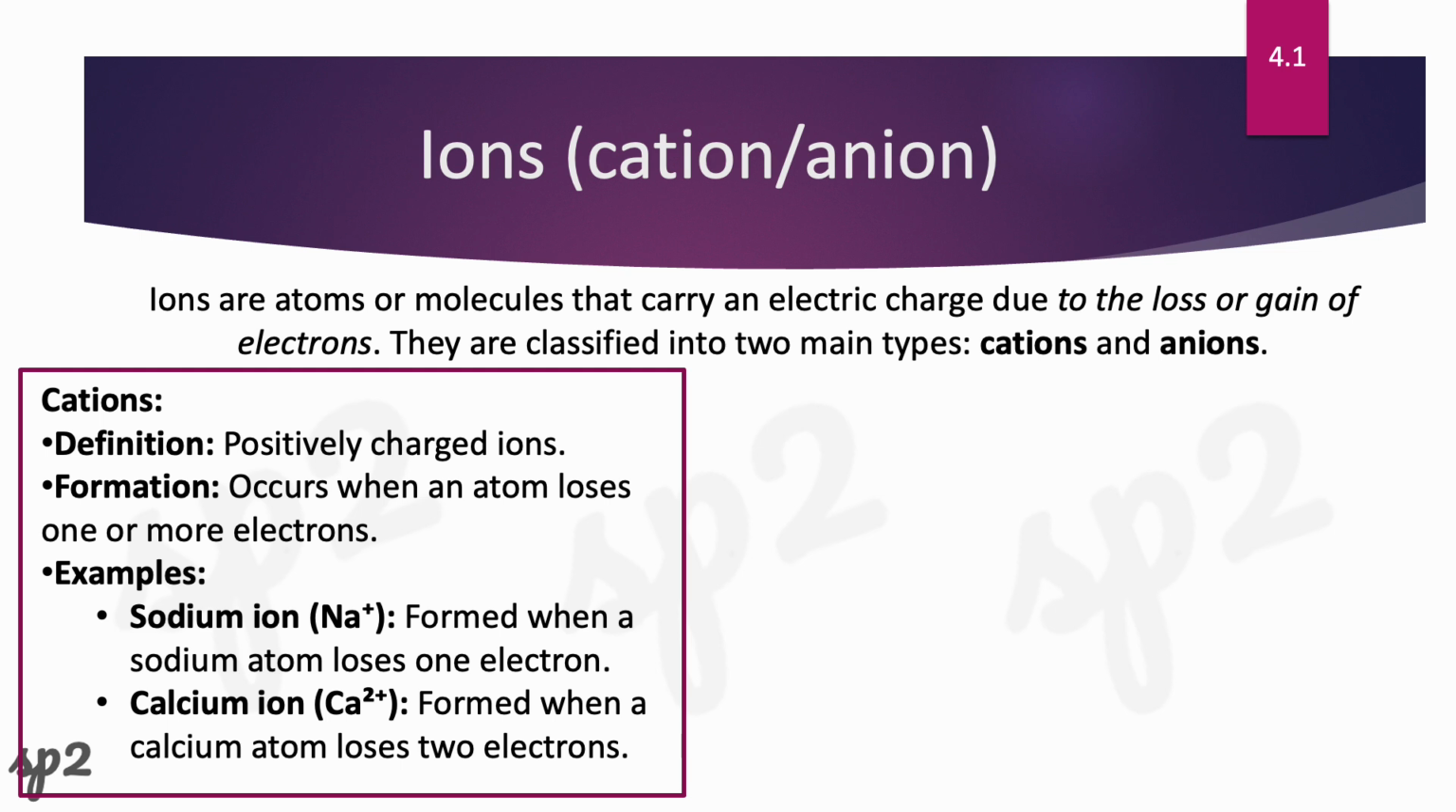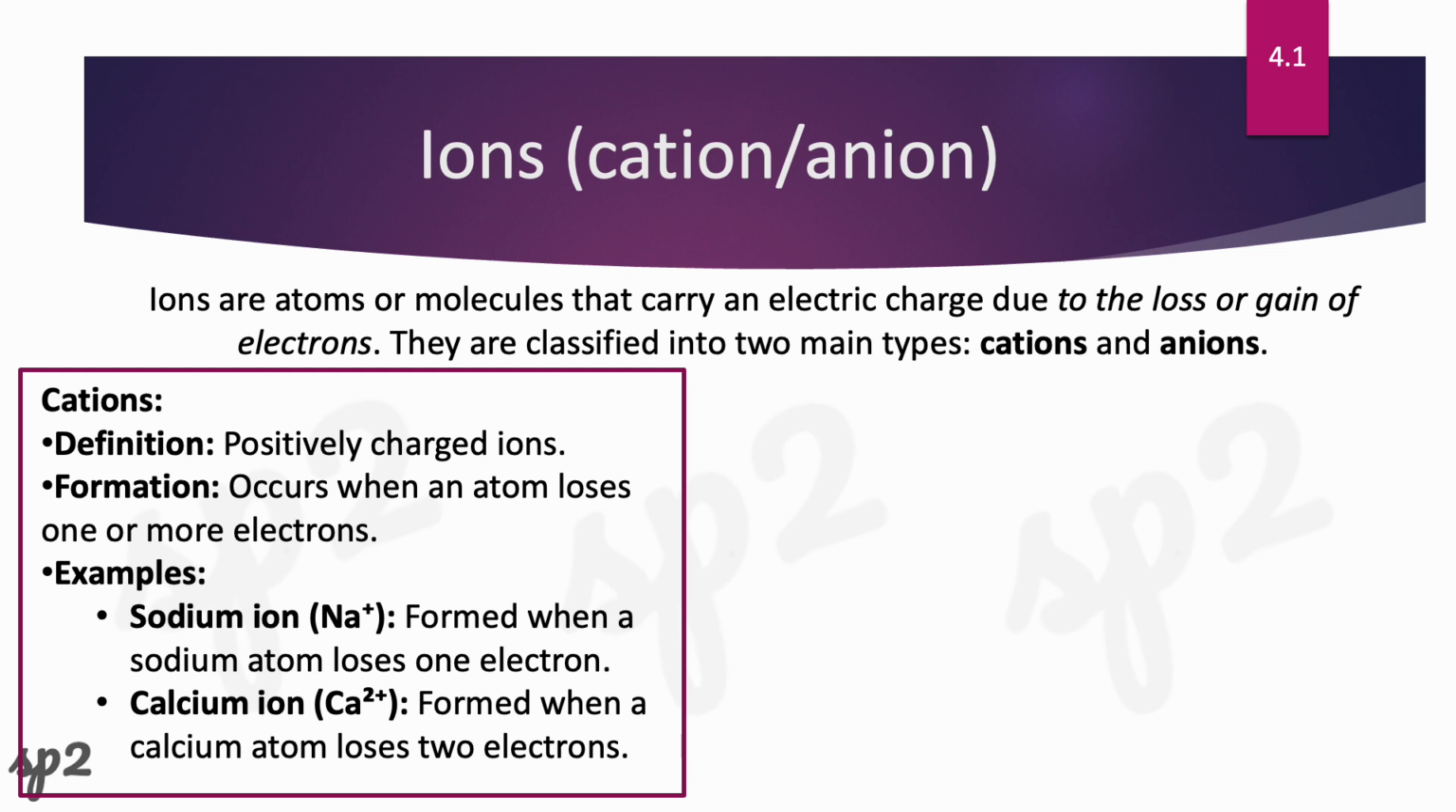If you think about how they form, the formation of a cation is because the atom lost electrons. Could be one electron, could be more than one. Here are a couple of examples for you. We have sodium ion, which is Na+, and the positive charge is presented in the top right corner in the form of a superscript. So you can say sodium ion is formed because the sodium atom lost an electron.